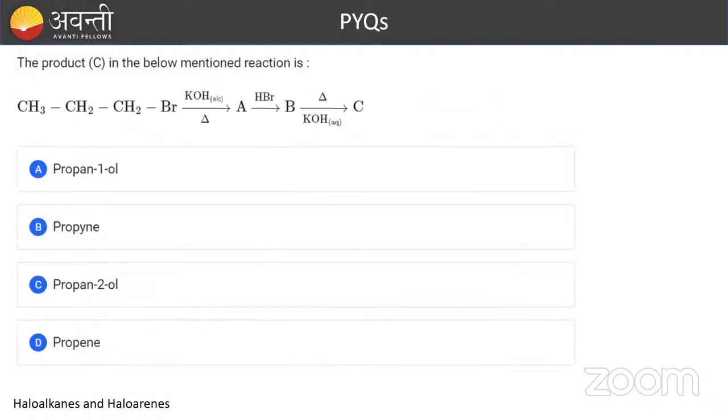The product C in the below mentioned reaction is. Okay. So find out the product C. So we have the reactant, bromopropane. It is treated with alcoholic KOH, then with HBr, then with aqueous KOH. So what will be the product A? Can anyone give me product A formula in the chat box?